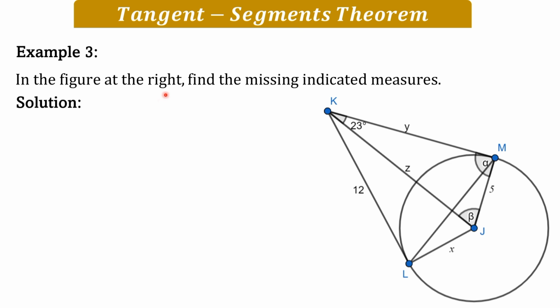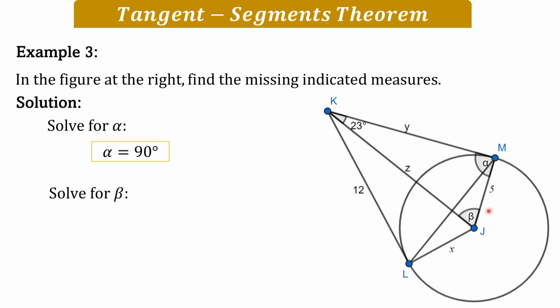In the figure at the right, find the missing indicated measures. Okay, let's start with angle alpha. Angle alpha is a right angle from the tangent line theorem. Segment JM is perpendicular to segment KM. To solve for alpha, alpha is equal to 90 degrees.